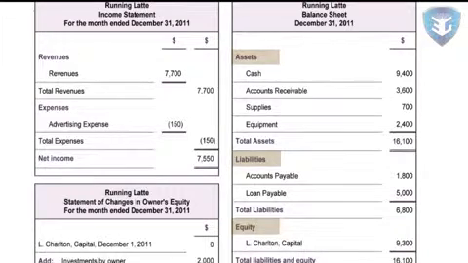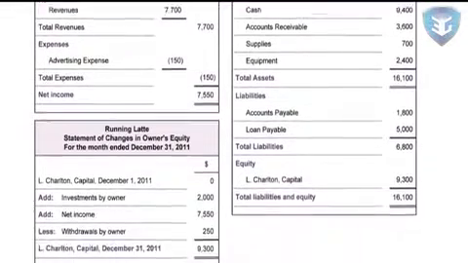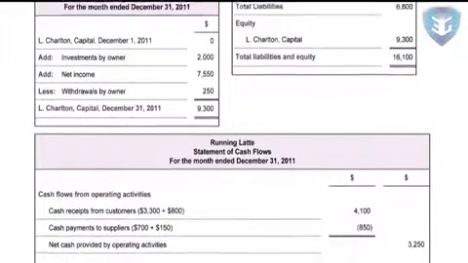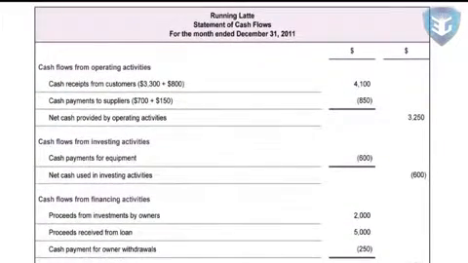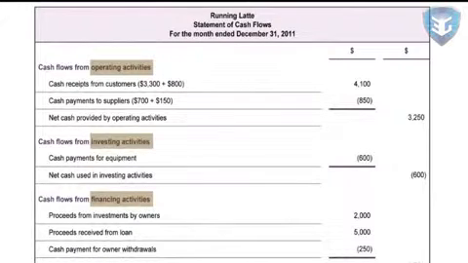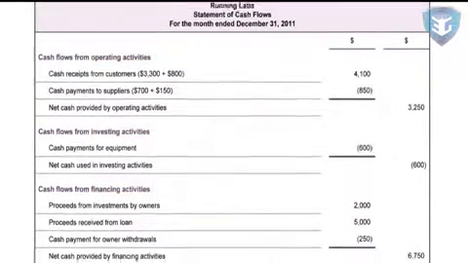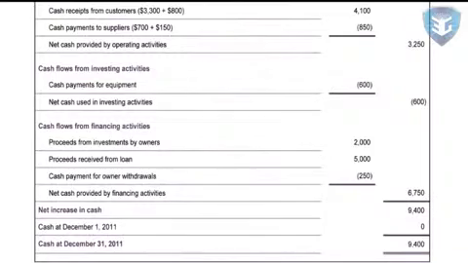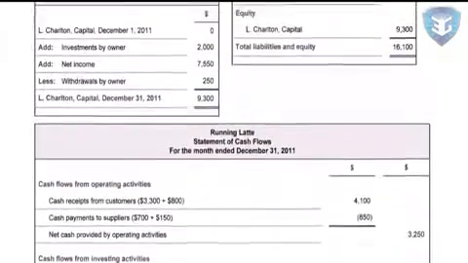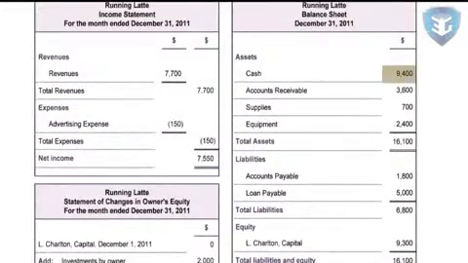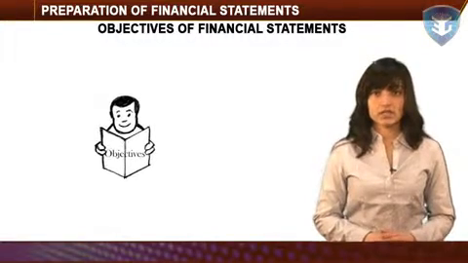It is like a snapshot of the business and is the only financial statement that is as at a particular point in time rather than over a period of time. The final financial statement is the statement of cash flows, which explains the inflows and outflows of cash from operating, investing and financing activities over a period of time. Note that the ending balance of cash in the cash flow statement is equal to the balance of cash reported in the balance sheet. Objectives of financial statements.